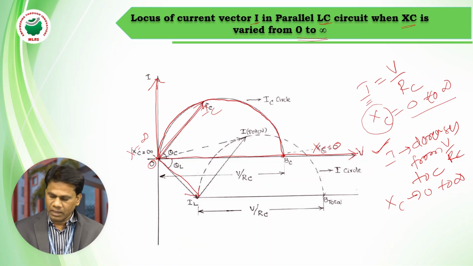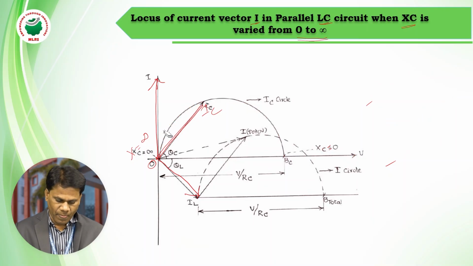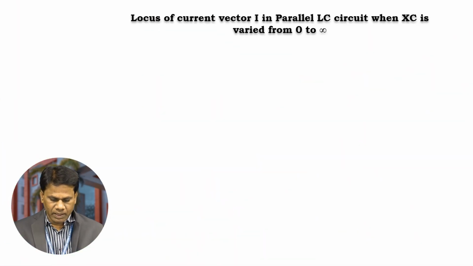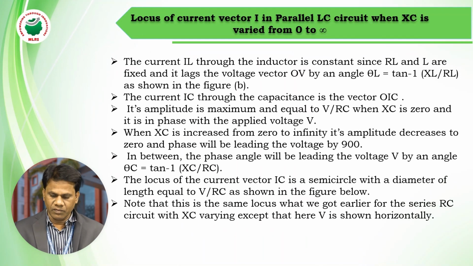that can be drawn by the principle of vector addition, the geometrical addition of two vectors. So that is the principle which we are using in this case. We will see it once you see the diagram. As usual, the voltage vector OE is at an angle of tan inverse XL by R, whereas the current is maximum when XC is equal to 0, that is given by V by RC.